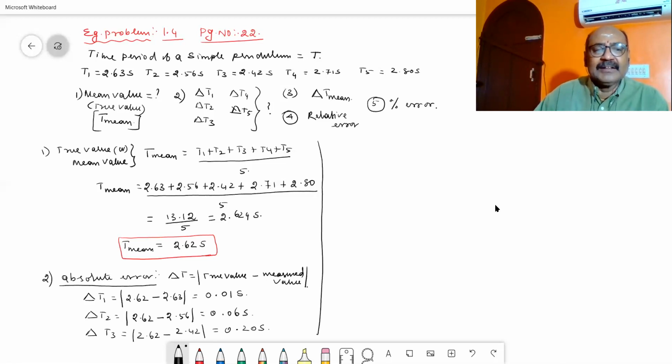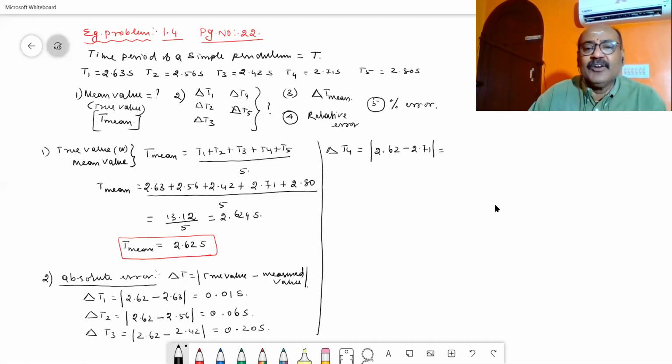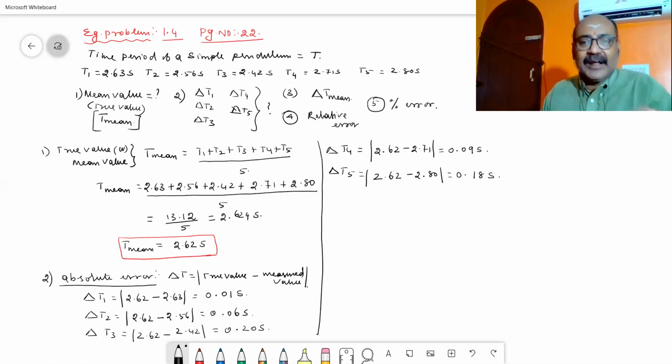Similarly, I am calculating the absolute error for the next one, delta T4. What is delta T4? Modulus of the true value 2.62 minus the measured value 2.71. Getting the difference, you will be getting 0.09 second. Then delta T5. What is delta T5? Again, the true value 2.62 minus 2.80. So what is the difference? 0.18 seconds. So we have calculated the absolute errors.